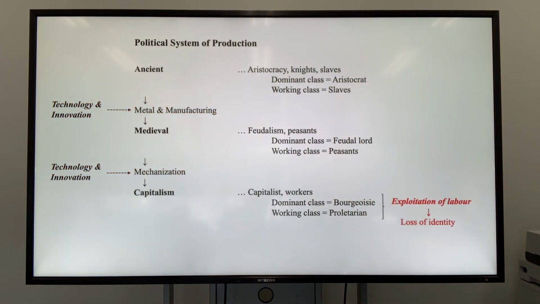So just to summarize the first part on capitalism, the thing that we need to understand is that the exploitation of labor is creating this loss of identity.